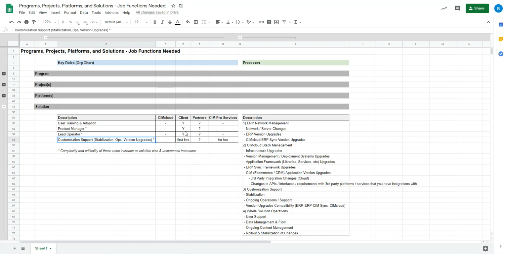So our pro services group, when they do customizations for a fee, they can provide stabilization and operation and version upgrades. But it's important to be aware that those things cost money, and you are going to need to factor that in when you decide whether or not customizations make sense.